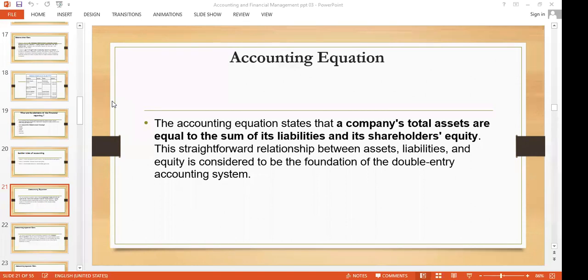Accounting equation. This is the foundation of the accounting. The company's total assets equal the total liabilities, or shareholders equity. Liabilities and shareholders equity. The accounting equation states that the company's total assets are equal to the sum of its liabilities and its shareholders equity.